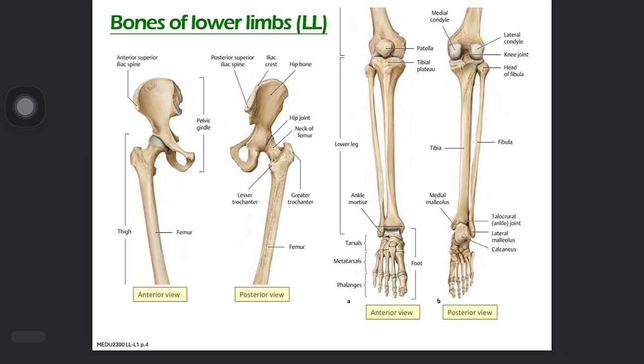Now then, back to the osteology. You should know some of this osteology from your year one, right? So let's have a quick tour of the lower limbs. As you can see here is the thigh bone, which is the femur. And then the two bones in the lower leg, we have the tibia as well as the fibula. And then we have the bones of the foot, where we have the tarsal bones, the metatarsals, and also the phalanges. This part is quite similar to the upper limbs, except for the number of bones.